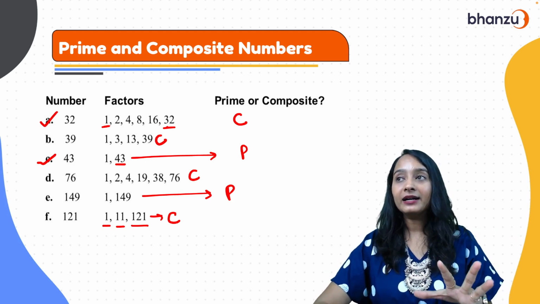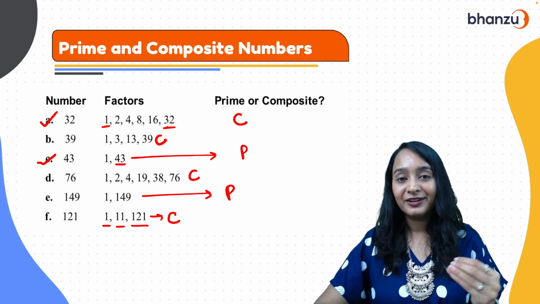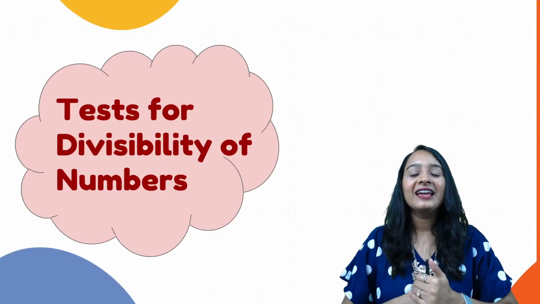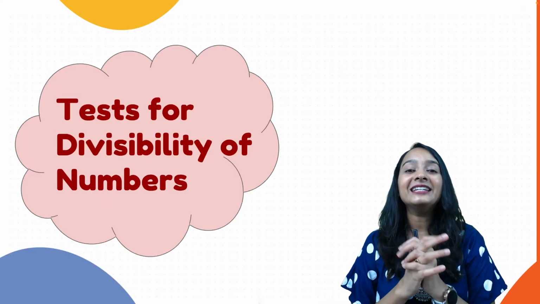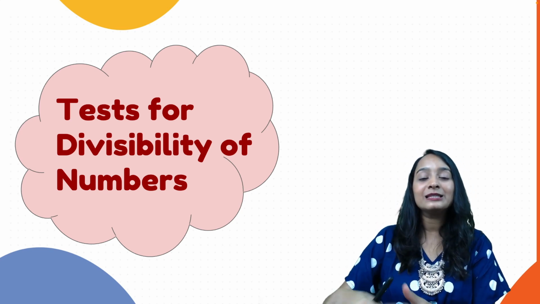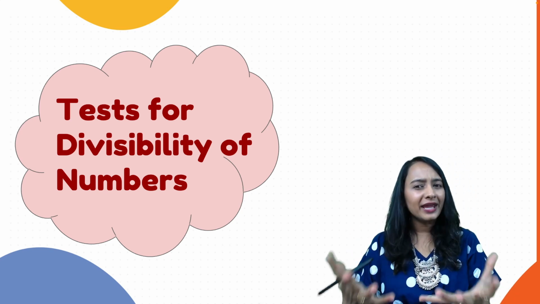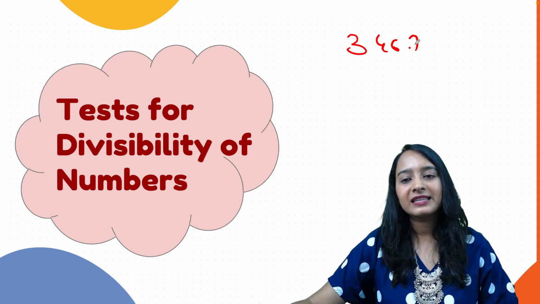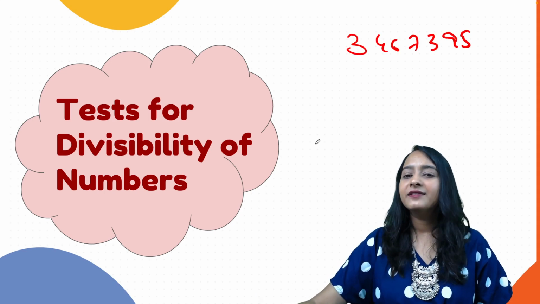Now we will take help of prime numbers when we are learning about prime factorizations and HCF and LCM. And now comes the tests for divisibility of numbers. When you look at a number, you can just tell, is this number divisible by 3, 4, 6, 7, 9, or 5?